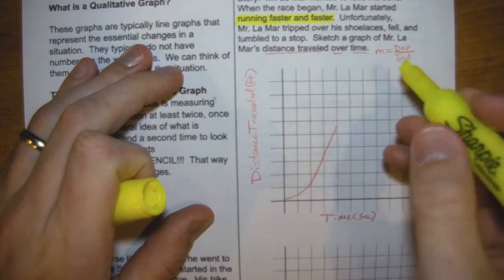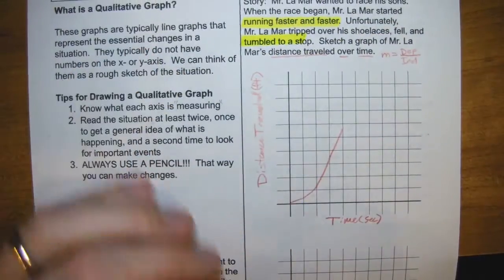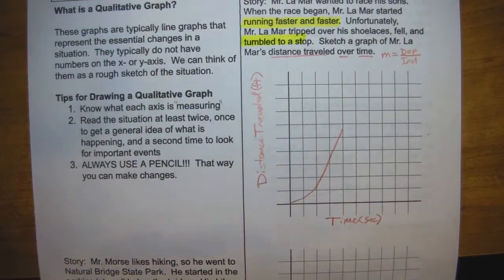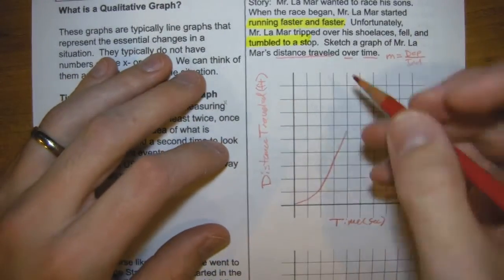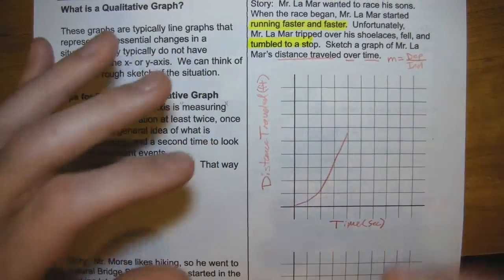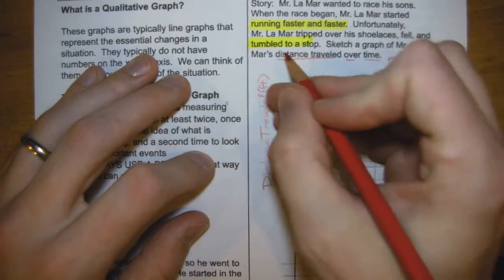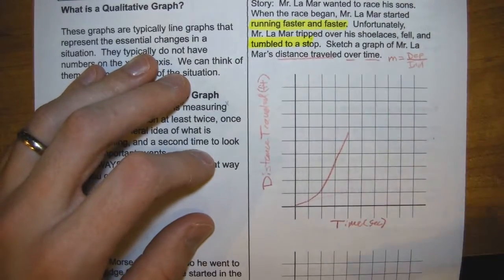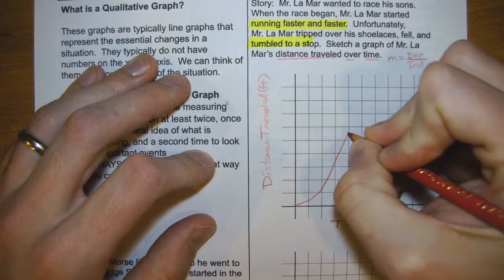It says, unfortunately, Mr. Lamar tripped over his shoelaces, fell, and tumbled to a stop. So something pretty abrupt happens. I'm going at breakneck speeds for someone my age, and then I trip and I fall. So what's going to happen to my distance? How much further am I actually going to go? Well, it says I tripped and I tumbled to a stop. That implies that I'm going to slow down. So my slope needs to start leveling off.